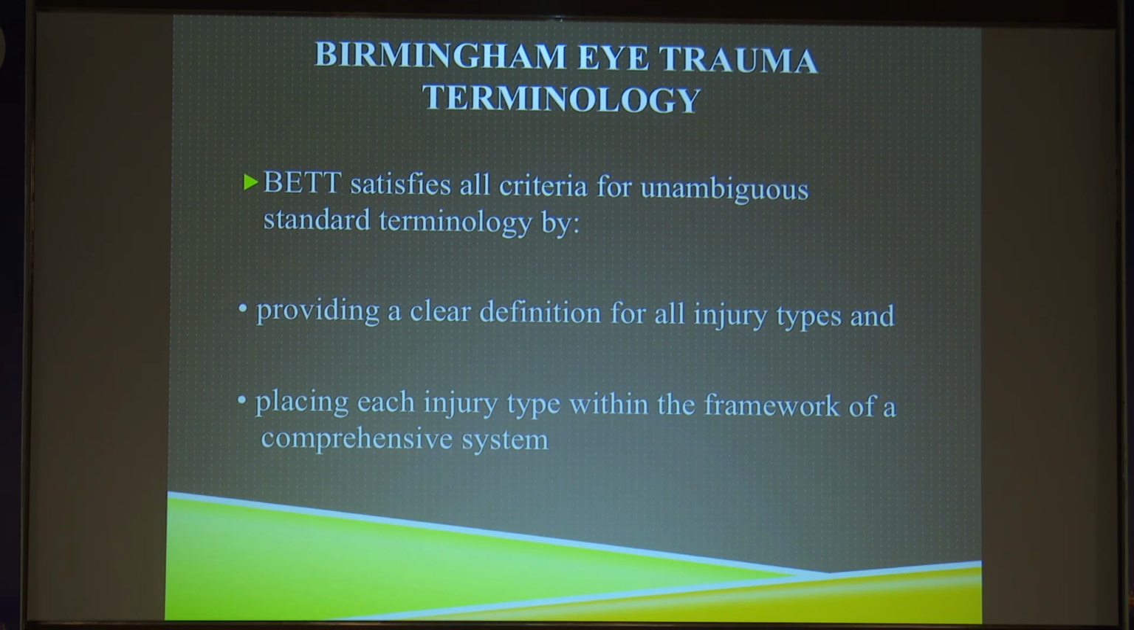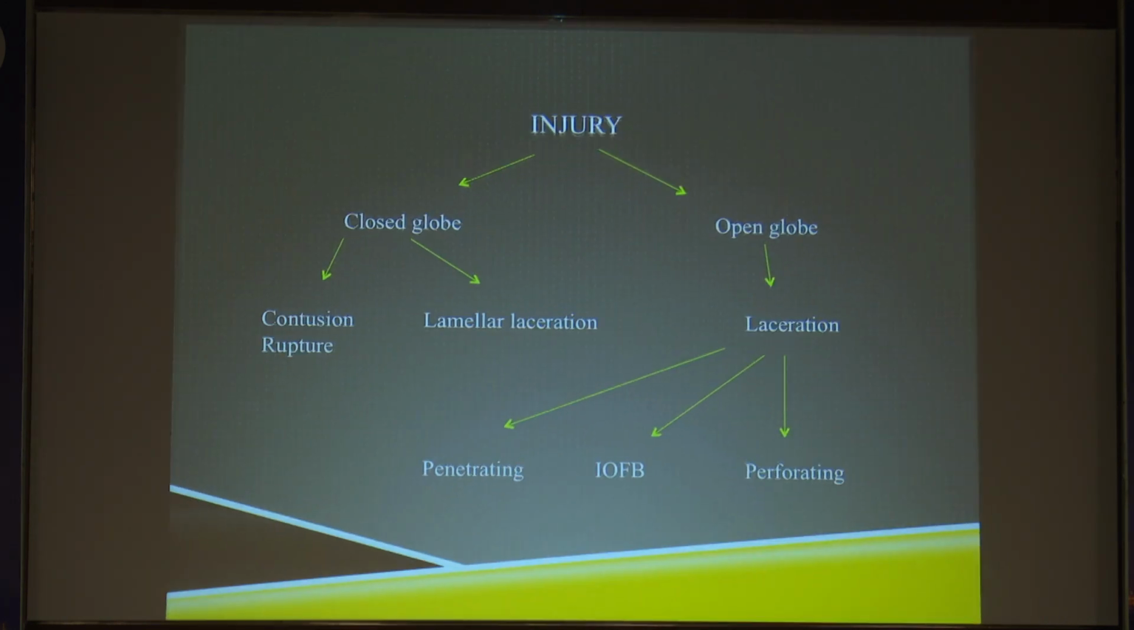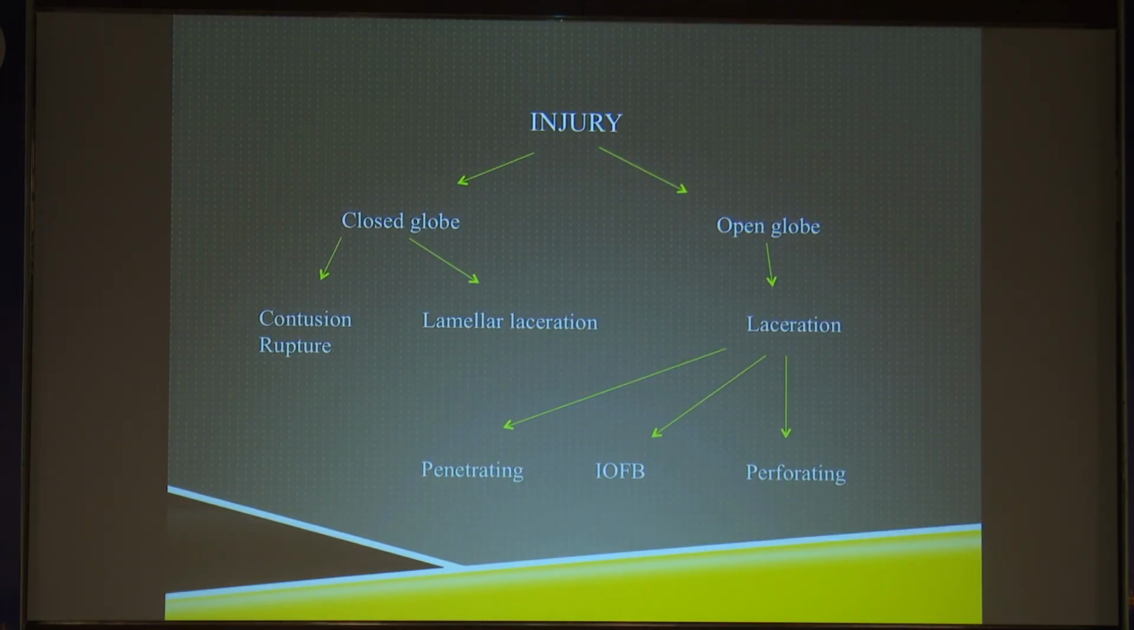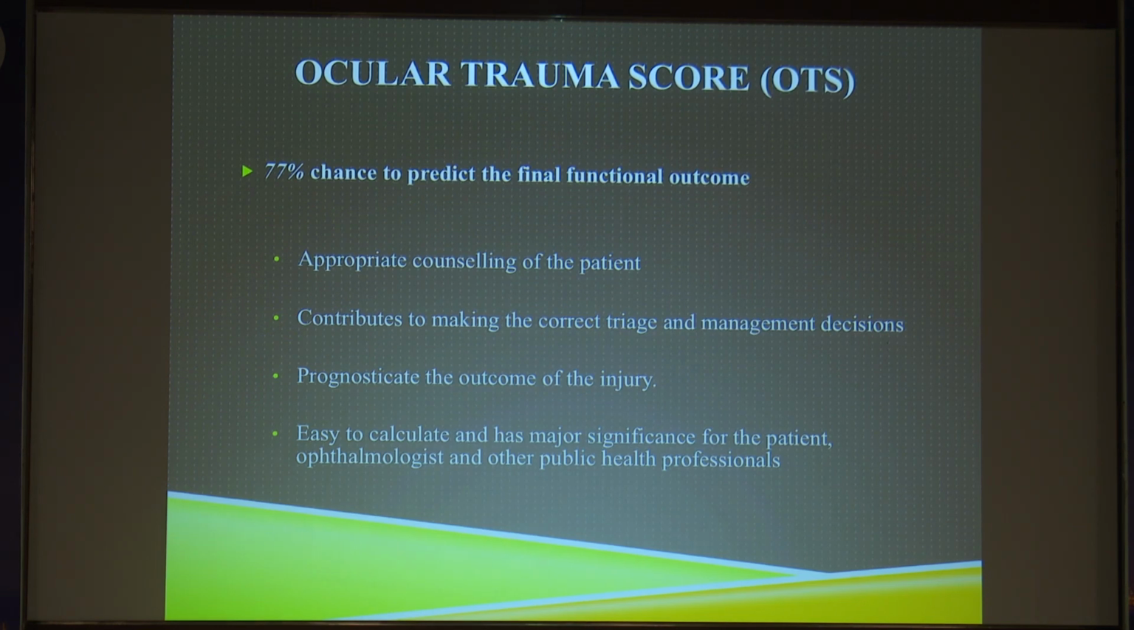Dr. Korobi has already gone through the BET terminology, which satisfies all criteria for unambiguous standard terminology, providing a clear definition of all injury types and placing each injury type within the framework of a comprehensive system. We've known about the closed globe and the open globe injuries. I'm not going to go through this in detail, but you must understand that there is a 77% chance to predict a final functional outcome in a patient. Appropriate counseling contributes to making the correct triage and management decision, prognosticating the outcome of injury, and is easy to calculate and has major significance for the patient, the ophthalmologist, and other public health professionals.